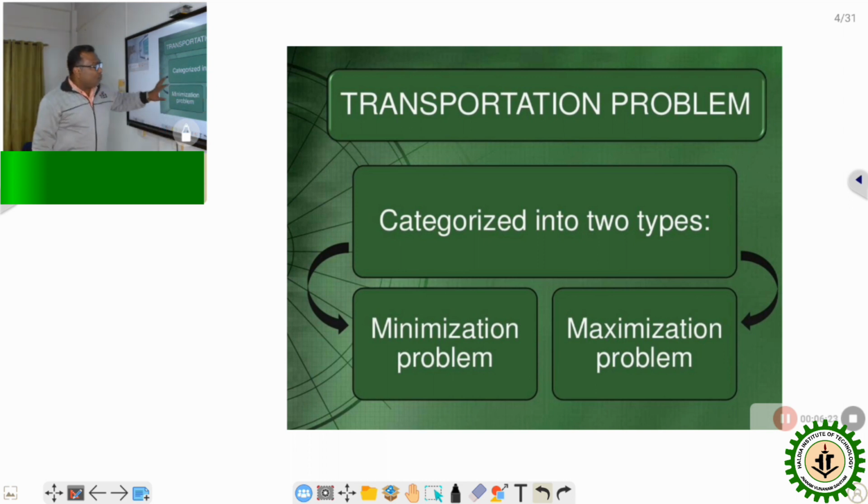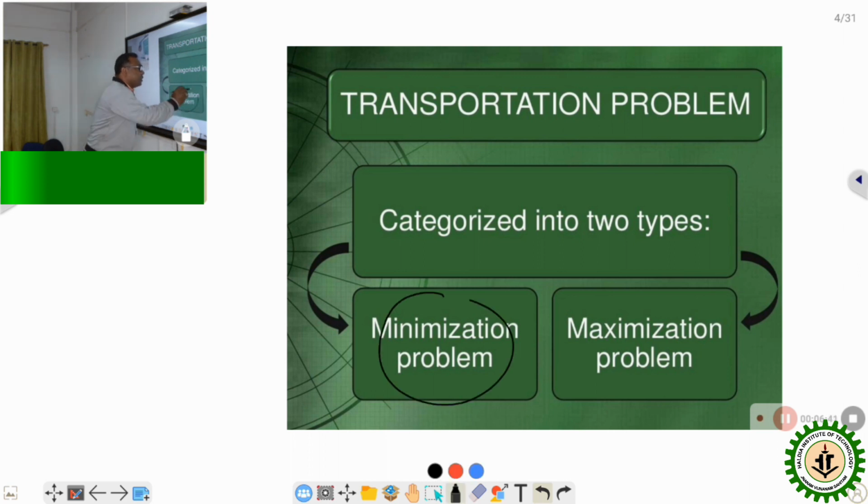If we know the technique to solve the minimization problem, then only one extra step is involved to transform the maximization problem into a minimization problem. That's why we first focus on the minimization problem, and then we transform the second type. Okay, am I clear? Now let's go for the other features.